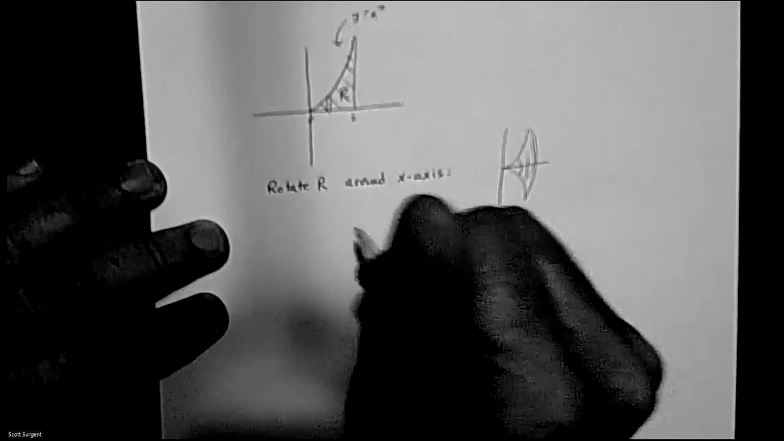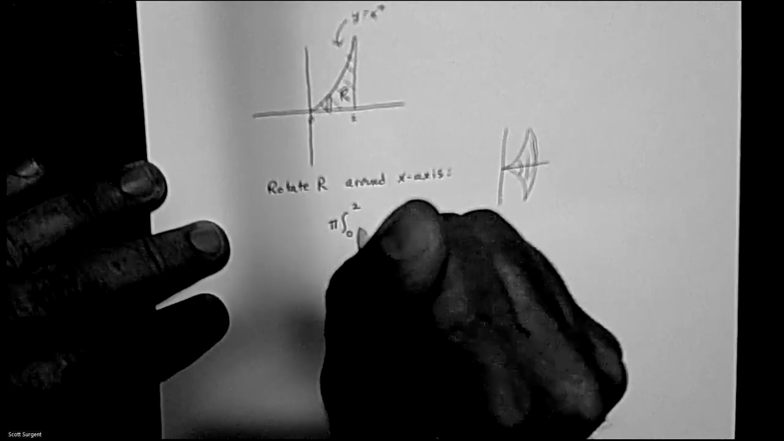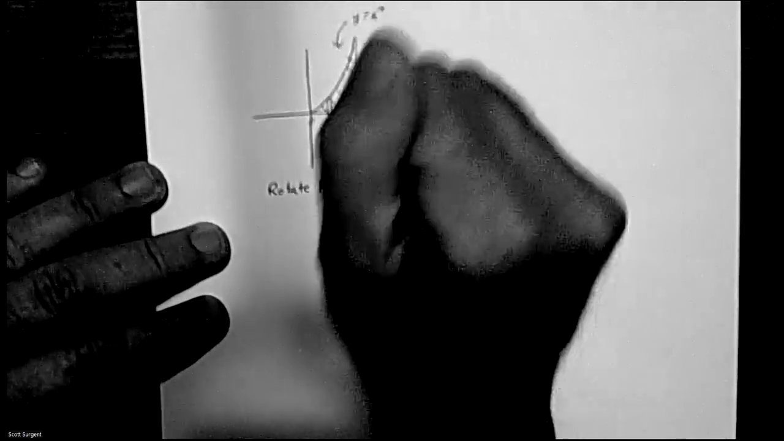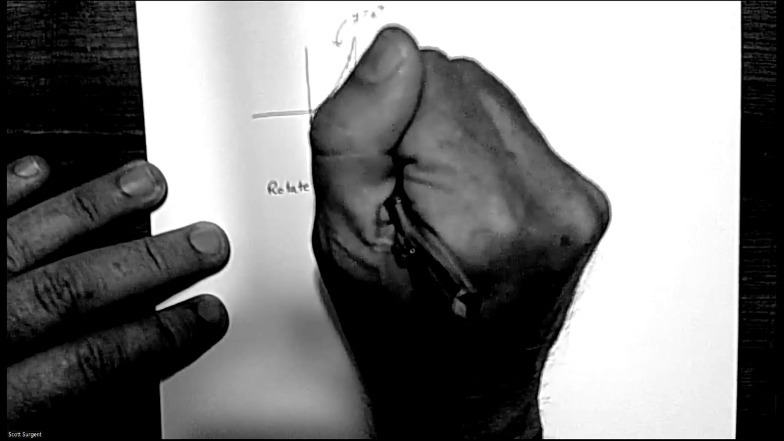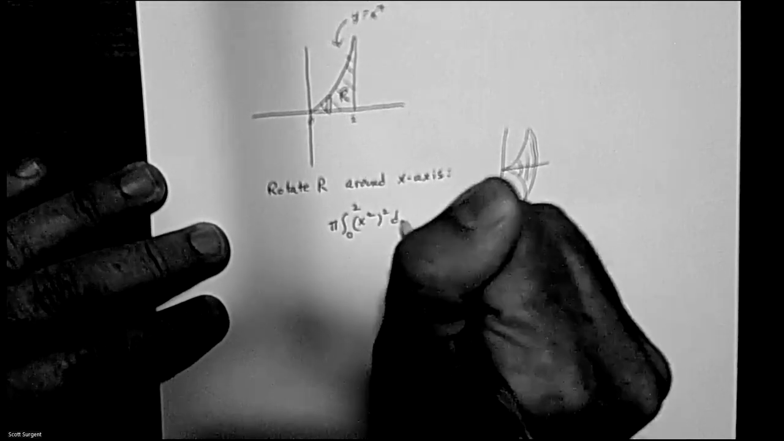It would be pi from 0 to 2. So pi on the outside, integral from 0 to 2. It would be the radius. So each of these guys would have a radius of whatever this distance is. So it'd be x squared dx.